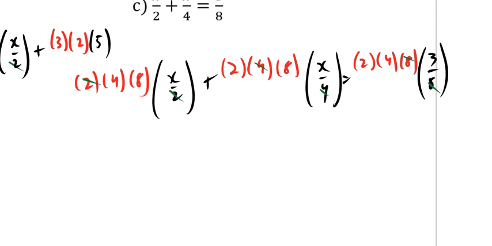And I get 4 times 8, which is 32, so 32x. 2 times 8, which is 16, so 16x. And 2 times 4, which is 8 times 3, which is 24. Okay, and then I would add them together and just work out the rest of it.